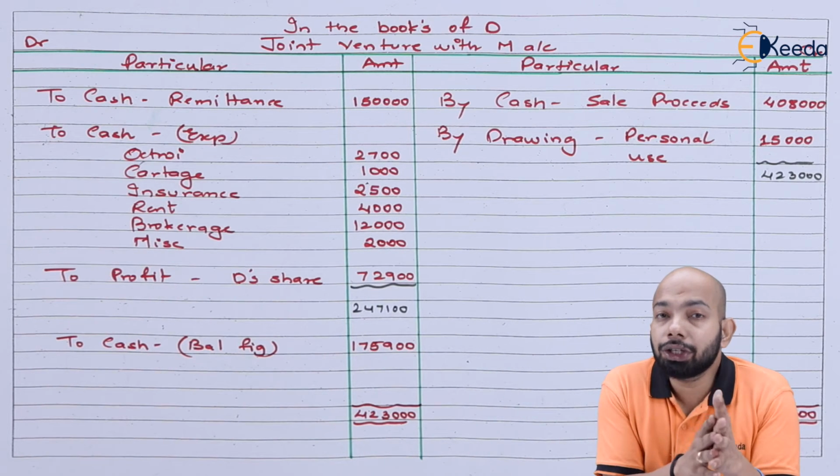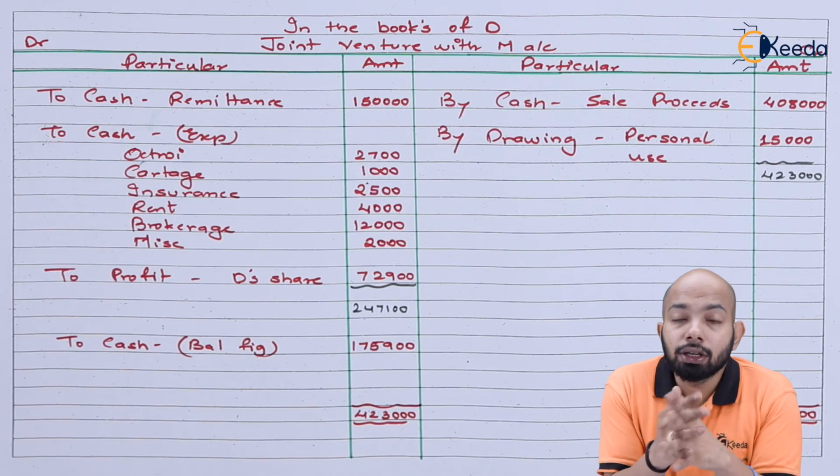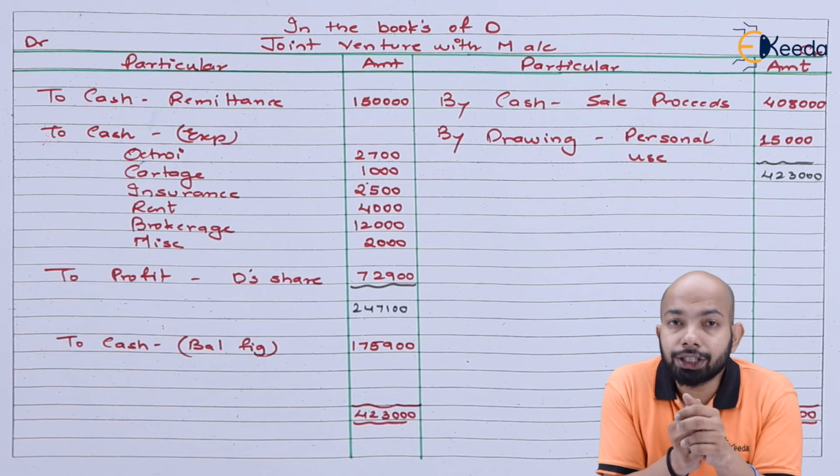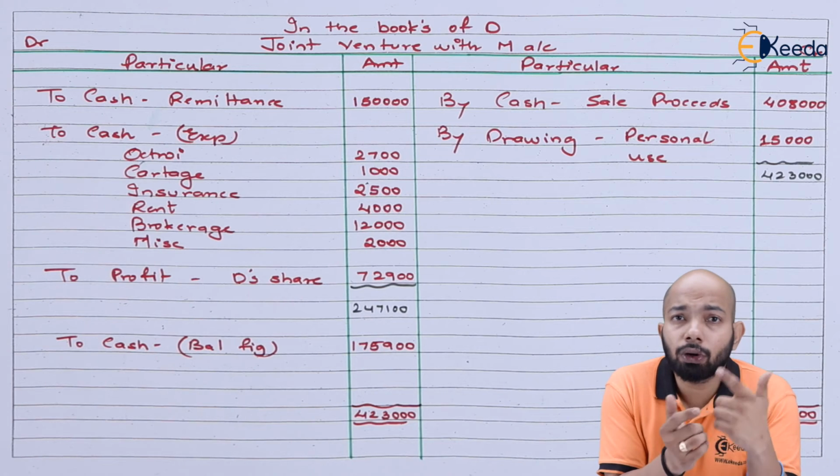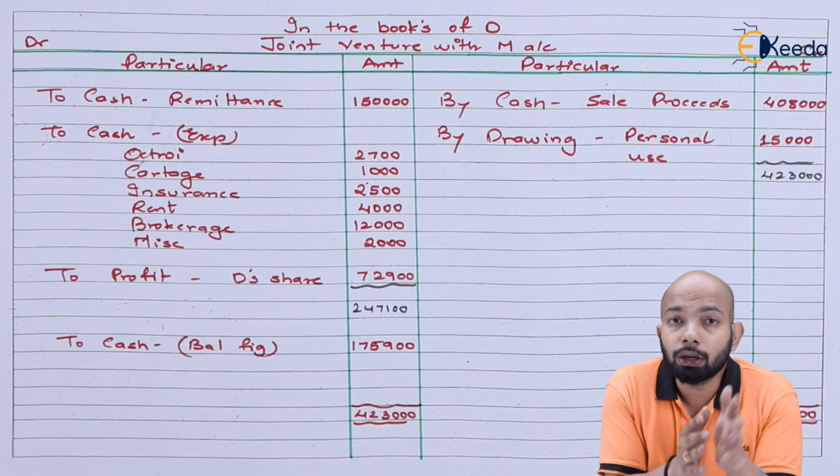So this is what we had to teach you in this kind of illustration. I hope with this illustration you understand how to prepare the statement of venture, which will show you the final result, that is profit or loss. With this illustration we close this chapter.